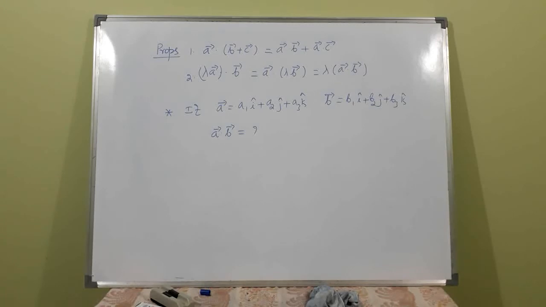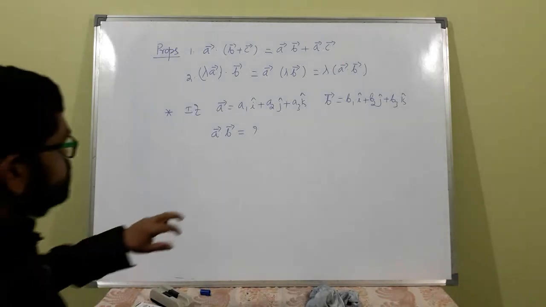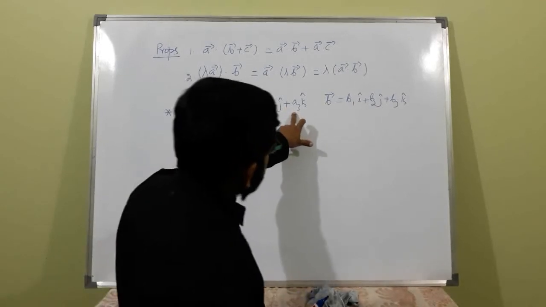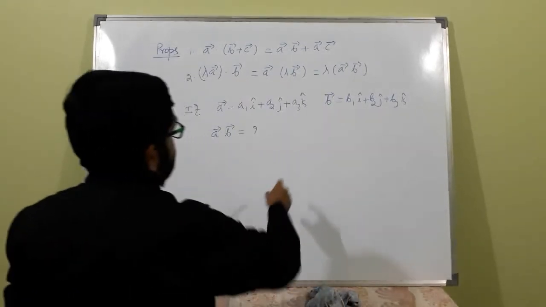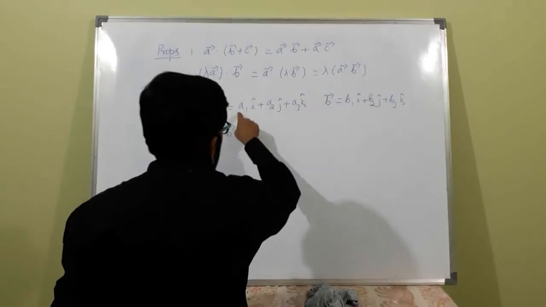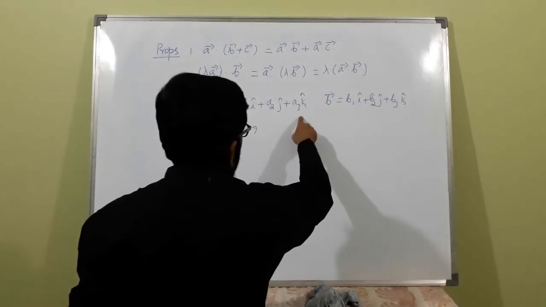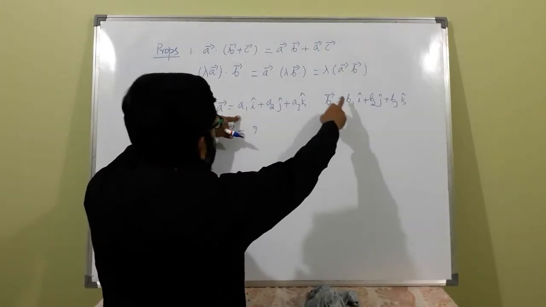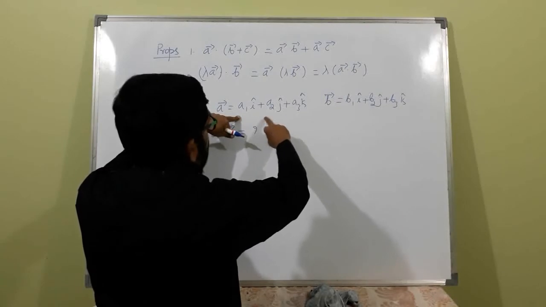If A is defined as a1 I plus a2 J plus a3 K and B is b1 I plus b2 J plus b3 K, then what about A dot B? That is just multiplication. You work out yourself. See here, a1, a2, a3, three terms are here. Here also three terms. You have to consider any one and multiply all these three terms. Suppose a1 I dot b1 I, or a1 b1.